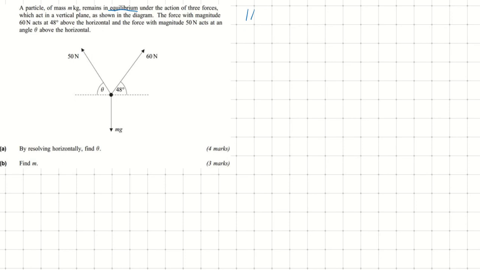So if we look at horizontal forces, so that's the net horizontal forces, so the total. Net horizontal forces equals 0 and net vertical forces equals 0. That's what equilibrium means. Unfortunately, if we look at our diagram, we have some forces. We have this mg, which is acting in the vertical direction, but we have our 60 Newton force, which is acting at an angle, and our 50 Newton force, which is also acting at an angle.